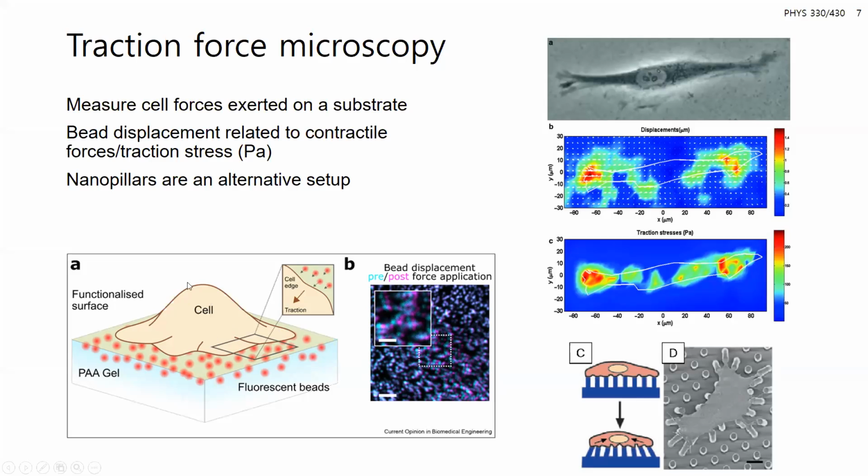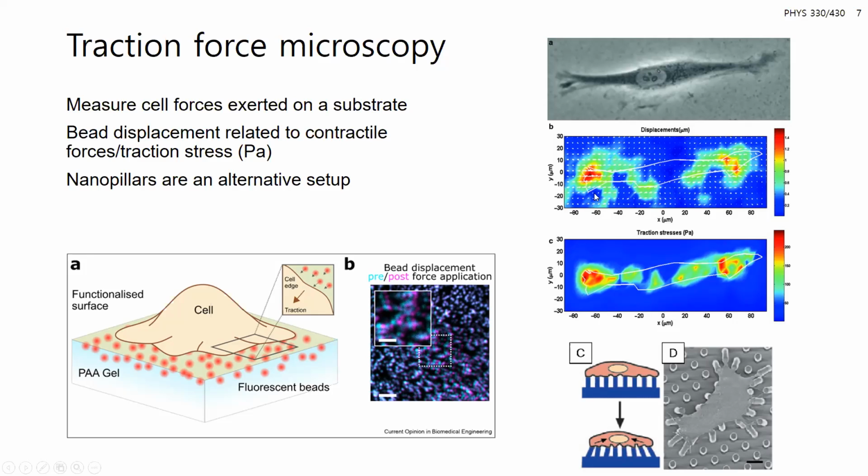But the idea is if you're culturing your cells onto a gel substrate, like what we talked about on Tuesday, you immobilize fluorescent beads within that gel, so that when the cell exerts forces and pulls on that gel, you can look at the displacement of those beads. You can see here the pre and post, these colors represent where the beads started off, and then they shifted over after the cell exerts force on it.